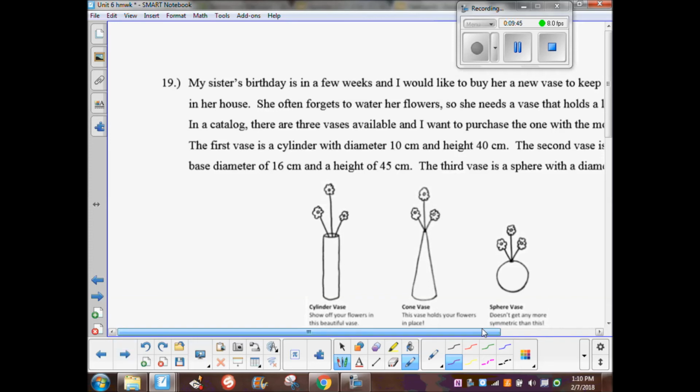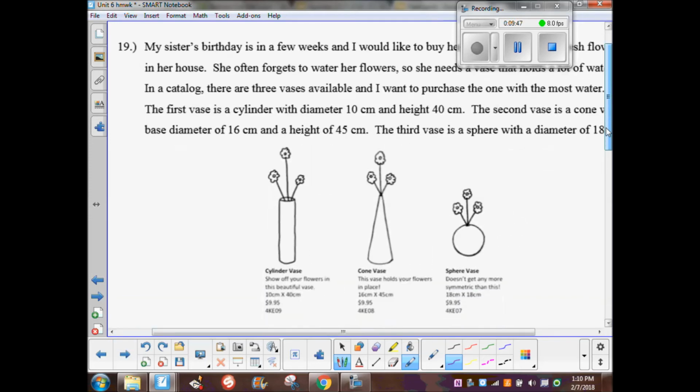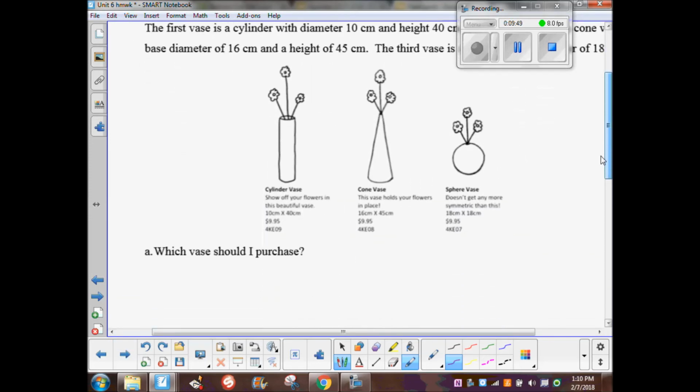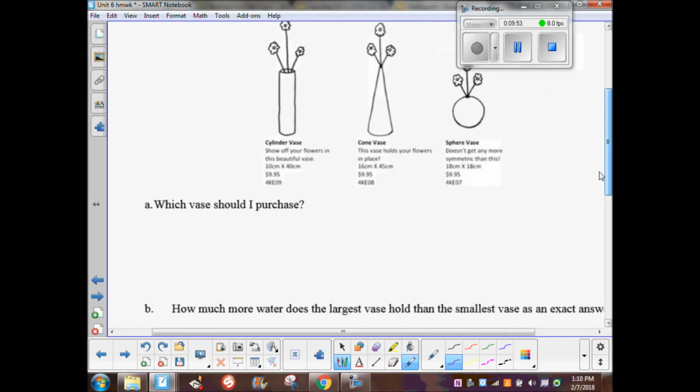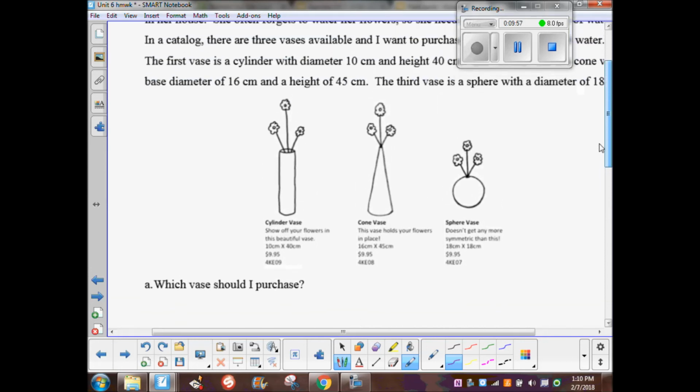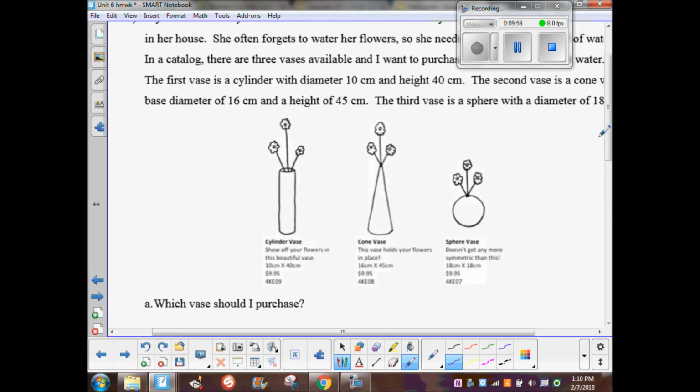19. Okay, in 19 we have a cylinder base, a cone base, and a sphere base. Which should I purchase? And I believe they want the one with, let's see, did they want the one with the most? I can't remember what it says. I'm just kind of scanning this. Want to purchase the one that will hold the most water.